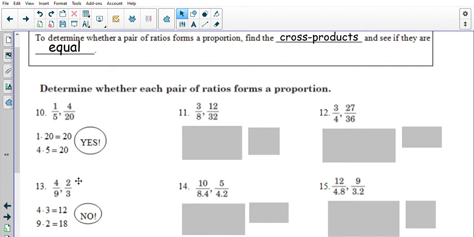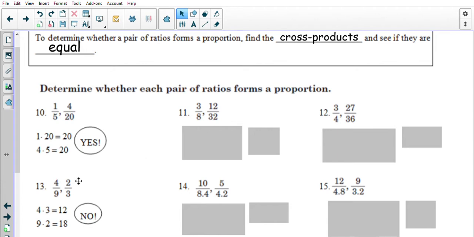We did cross products a little bit previously when we were comparing two fractions. We cross multiplied to see which product was greater or whether or not they were equal to each other, so we could easily compare two fractions. So we have seen this before, just not using the term proportion when we were working through that.